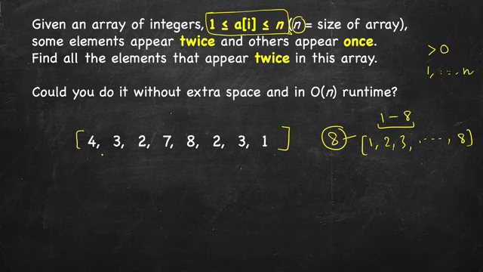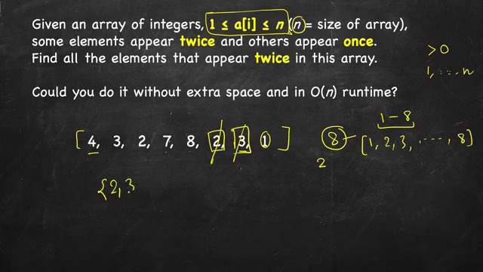For example, in this case, 1 is there, 2 is there, 3 is there, 4 is there, 5 is not there, 5 is missing, 6 is missing, and 7, 8 is there. So 2 numbers are missing. That means 2 numbers have appeared in place of them. So 2 numbers must be occurring twice, and those numbers are 2 and 3. So if you remove these, we have 1, 2, 3, 4, 7, 8. Each number will occur once. So here we have to return 2, 3.